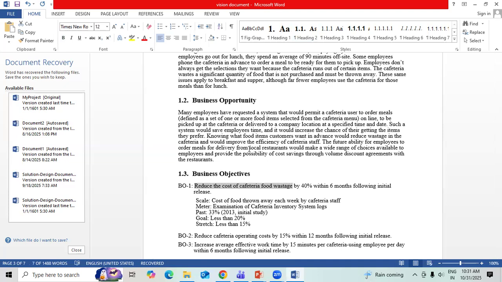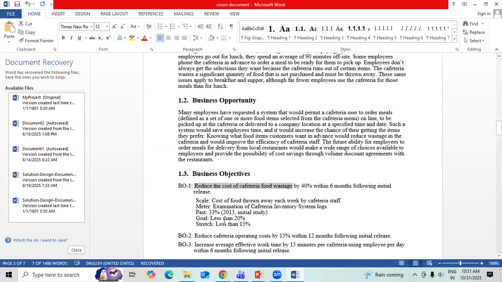One business objective is this. Business objectives are a couple that I have given. So one business objective is to reduce the cost of cafeteria food wastage, because assume that this wastage happened earlier, which we want to reduce. That must be the business objective. Okay, that is point number one.